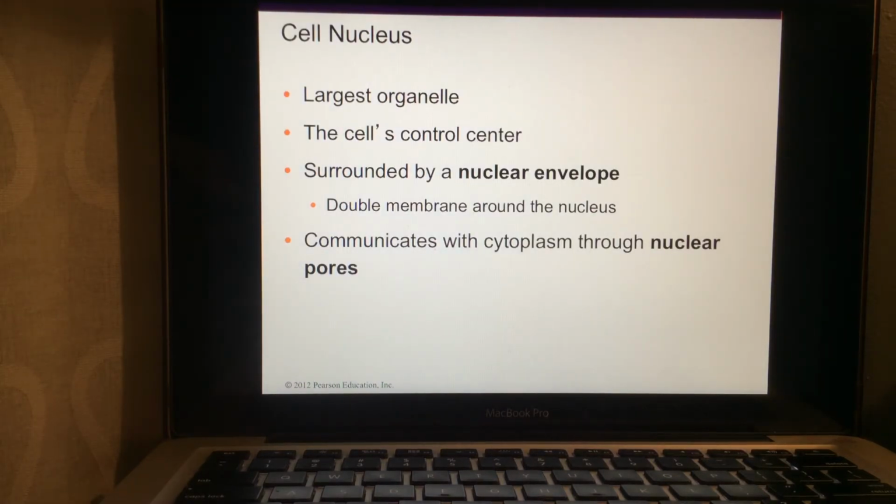Now, one of the most important organelles is going to be the cell nucleus. It's going to be the largest one. It's going to contain DNA and enzymes essential for controlling cellular activities. It's the control center.